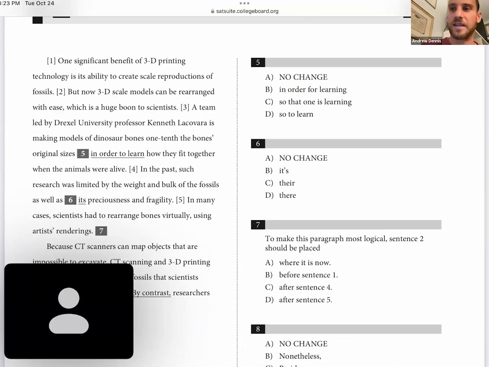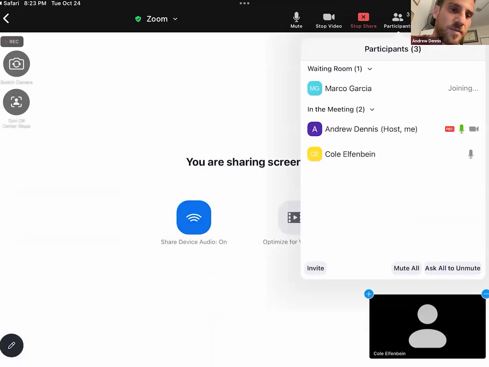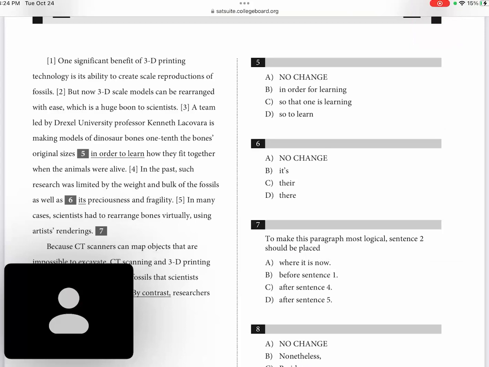Okay. Doesn't D look a little bit better than C here? Because, in many cases, scientists had to rearrange bones virtually using artist rendering. But now 3D scale models can be rearranged with ease. That makes it very clear: this is how they had to rearrange them virtually, but now they could rearrange them with ease. So after 5 is probably the best place to put it, right? Yeah, I think D here is the best.